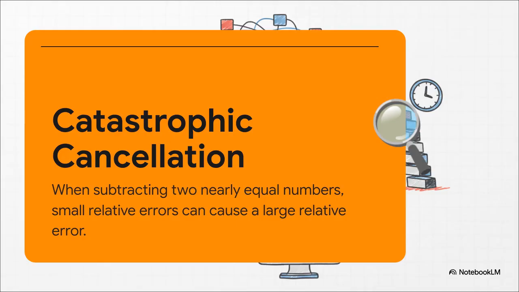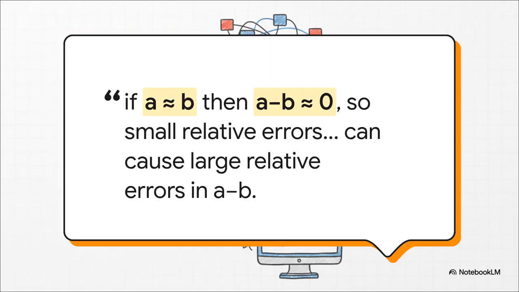And that explosion has a name that's as dramatic as it sounds: catastrophic cancellation. This is one of the biggest gotchas in all of numerical computing. When you subtract two numbers that are nearly equal, all those tiny little round-off errors they were already carrying suddenly get magnified, leading to a huge relative error in your tiny little result. Our source text explains it perfectly. If you have two numbers, a and b, and they're really, really close, their difference is going to be close to 0. So any tiny little fuzziness in a or b can become a massive chunk of the final answer. You're left with an answer that is mostly noise.